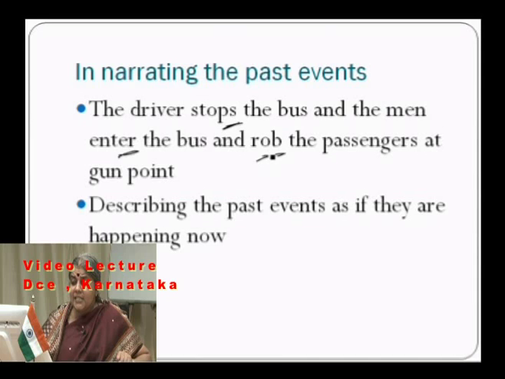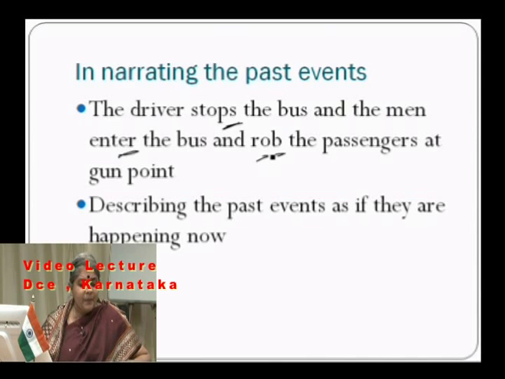Now what does it create? The driver has stopped the bus. What has the driver done? He has stopped the bus. Men enter, men have come to the bus, and immediately what happened? They robbed the passengers at gunpoint. They started robbing the passengers at gunpoint immediately. Now what is the effect? Why do I say that? Why do I say the past events as if they are happening now?